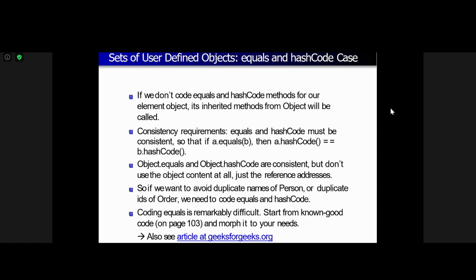And it turns out that coding equals is tricky. So what you do is you find a known good code, such as the code on page 103, and change it to meet your needs. You can also look at this article. I like this Geeks for Geeks. It has a lot of good little write-ups of things, and they explain this too. Any questions on this basic setup?